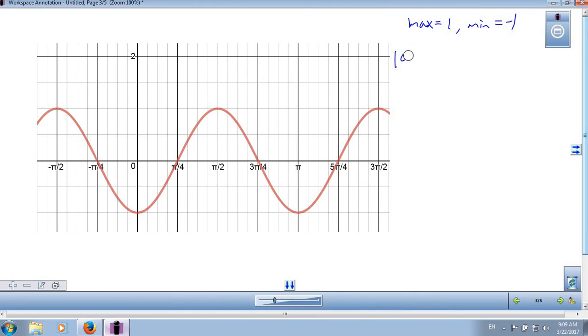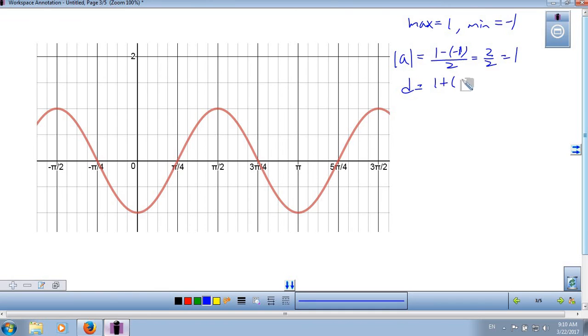Now we're going to use the absolute value of a first, because we don't know which function we're going to use, since we can start at different places. But a should be equal to the maximum minus the minimum divided by 2, so 1 minus -1 is 2, divided by 2, which is 1. So the amplitude is 1. What about the midline? The midline is the maximum plus the minimum divided by 2, so 1 plus -1 is 0, divided by 2, which is 0 again.